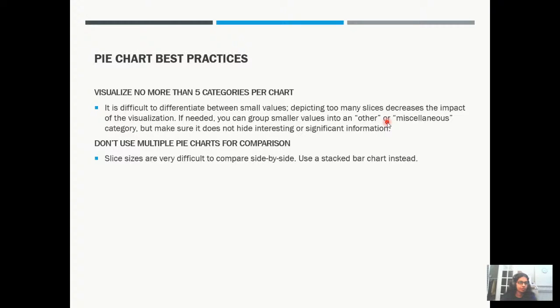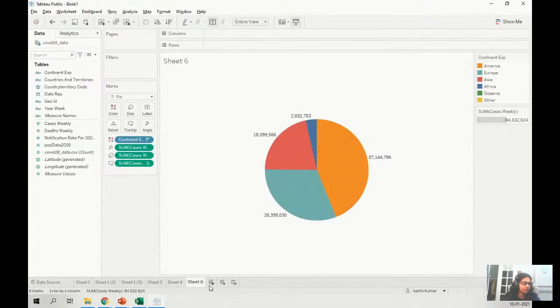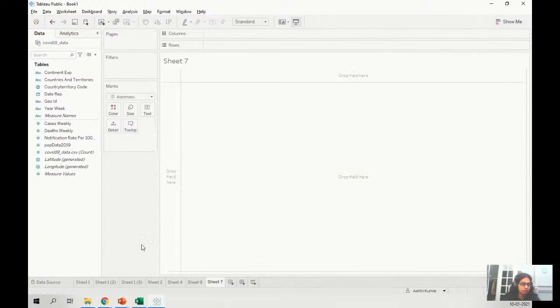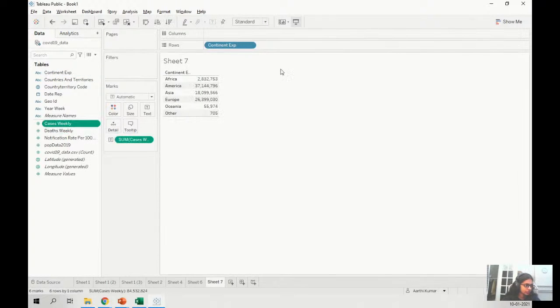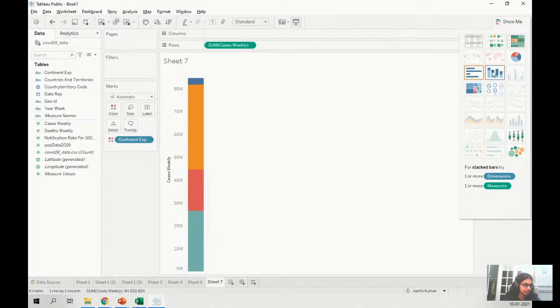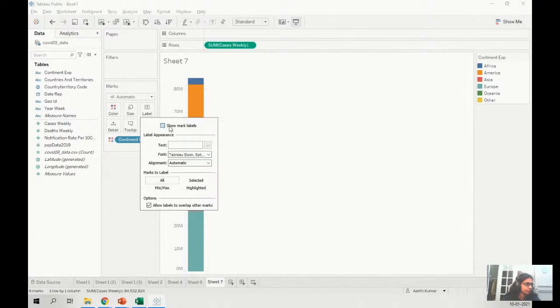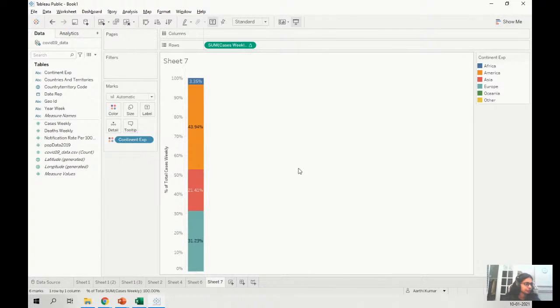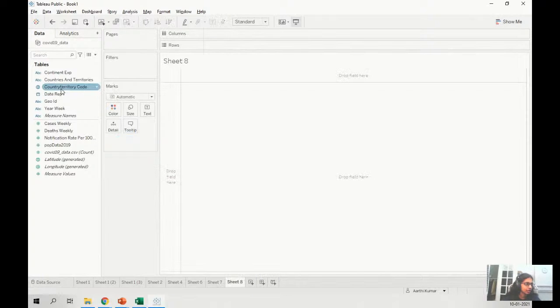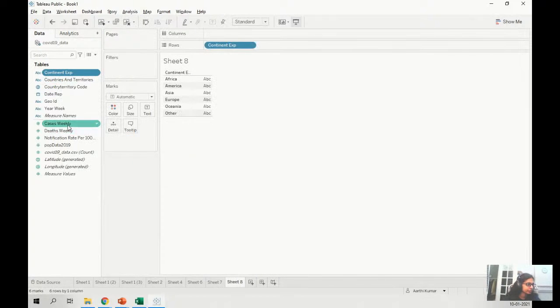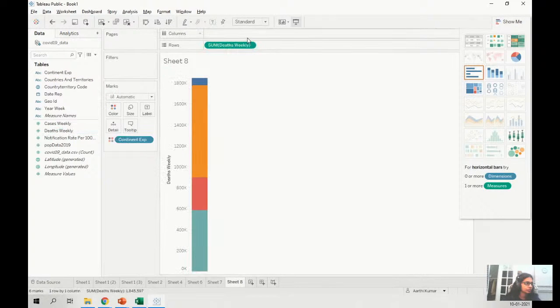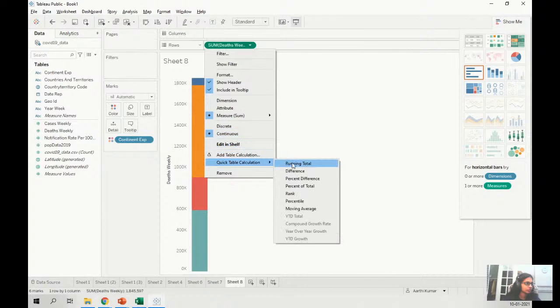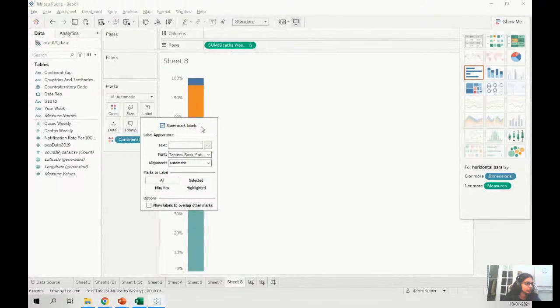So in our case, let's say we want to show side by side the number of cases and the number of deaths. We can use the number of cases and show that as a stacked bar chart over here, and then convert it into a percentage of total. And then we can do the same again for the deaths. Percentage of total, and then enable labels.